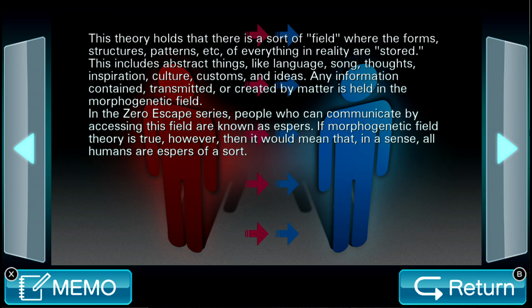morphogenetic field theory. This theory holds that there is sort of a field where the forms, structures, patterns, etc. of everything in reality are stored. That includes abstract things like language, song, thoughts, inspirations, culture, customs, and ideas. Any information contained, transmitted, or created by matter is held in the morphogenetic field. In the Zero Escape series, people who can communicate by accessing these fields are known as espers.